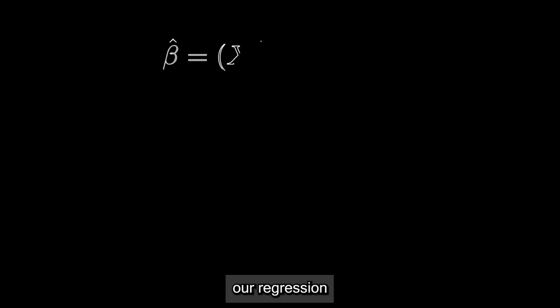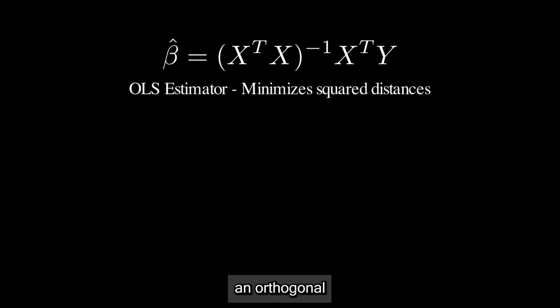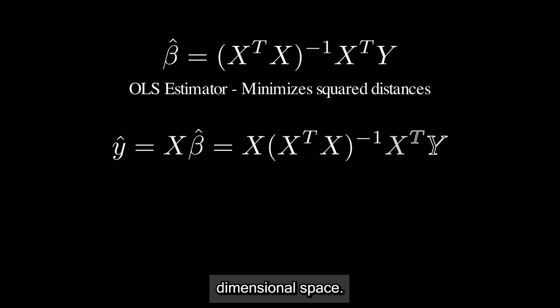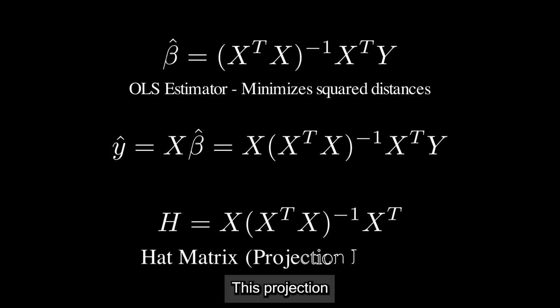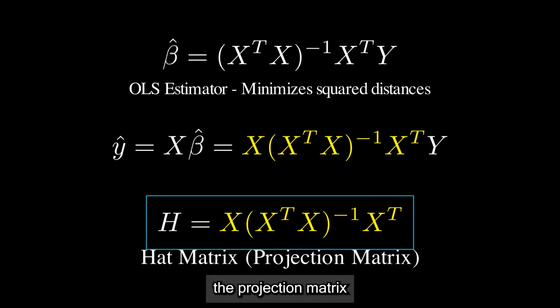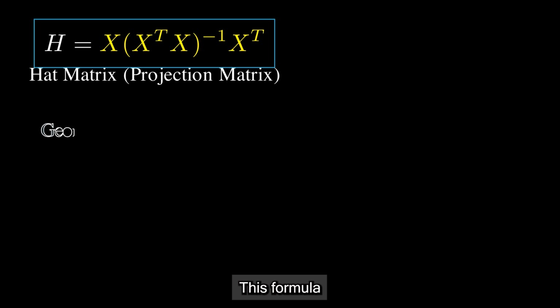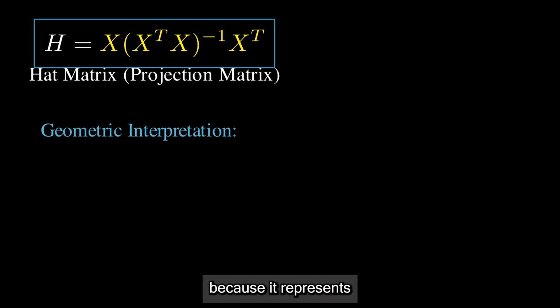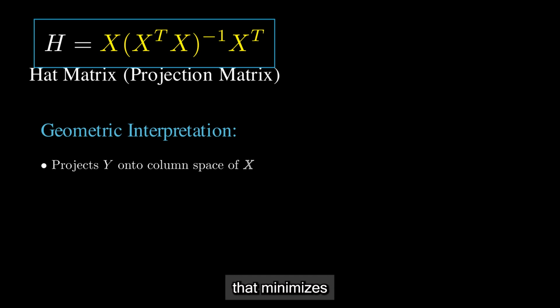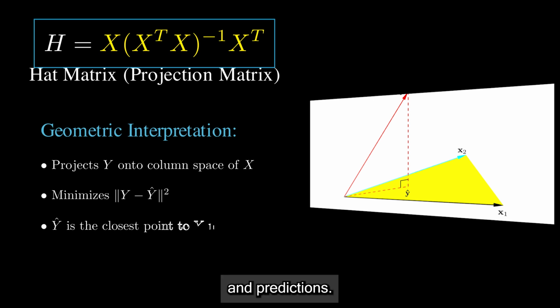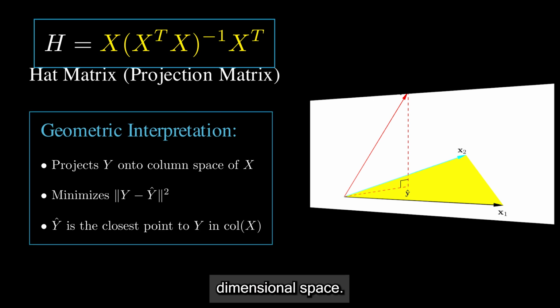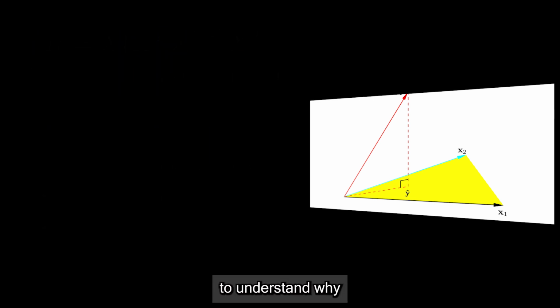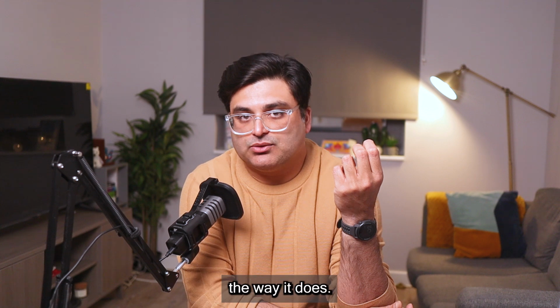When we estimate our regression coefficients, we are actually performing an orthogonal projection in a higher dimensional space. This projection is represented by this matrix. It's called the projection matrix or the hat matrix. This formula is very interesting because it represents the solution that minimizes the square distances between our observations and predictions in this higher dimensional space. And this geometric interpretation really helps to understand why least square works the way it does.